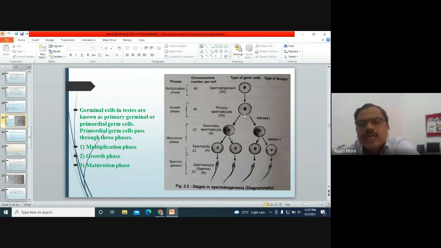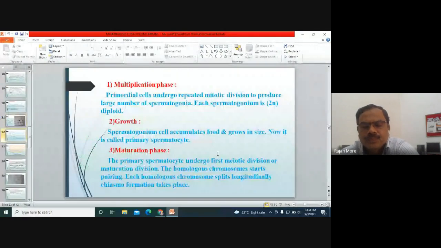When the primary spermatocyte enters into the maturation phase, meiosis takes place, and the secondary spermatocyte forms, which has the haploid number of chromosomes. It is again divided in the second meiotic division, and the chromosome number 23, that is haploid, remains constant. So from a single spermatogonium, four spermatids are developed, which further produce four sperms. So the process is called spermatogenesis. In these three phases, multiplication, growth, and maturation, sperm formation is completed.